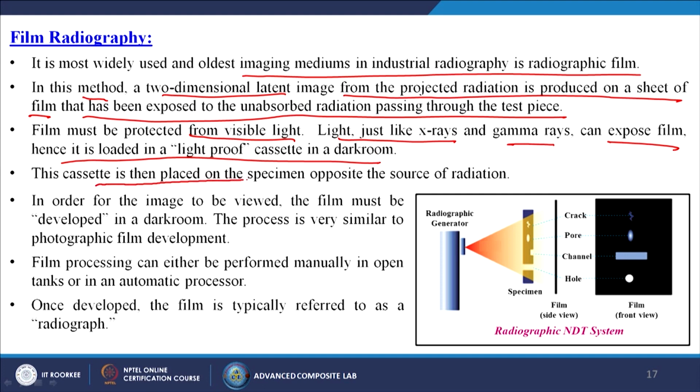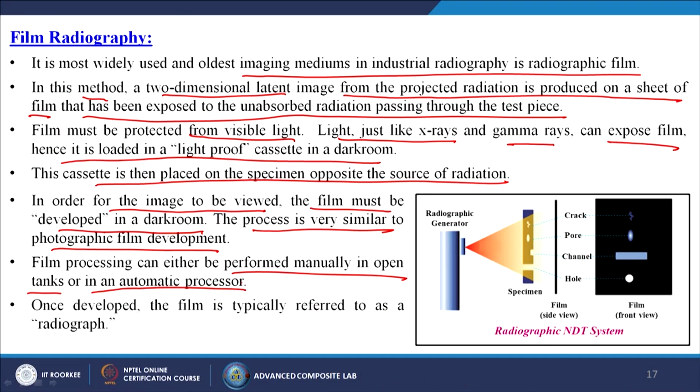This cassette is then placed on the specimen opposite the source of the radiations. In order for the image to be viewed, the film must be developed in a dark room. The process is very similar to photographic film development. Earlier, when we were using film rolls in our camera, after taking the picture also we were using this kind of technique to develop the image or the photograph. Film processing can either be performed manually in open tanks or in an automatic processor. Once developed, the film is typically referred to as a radiograph.